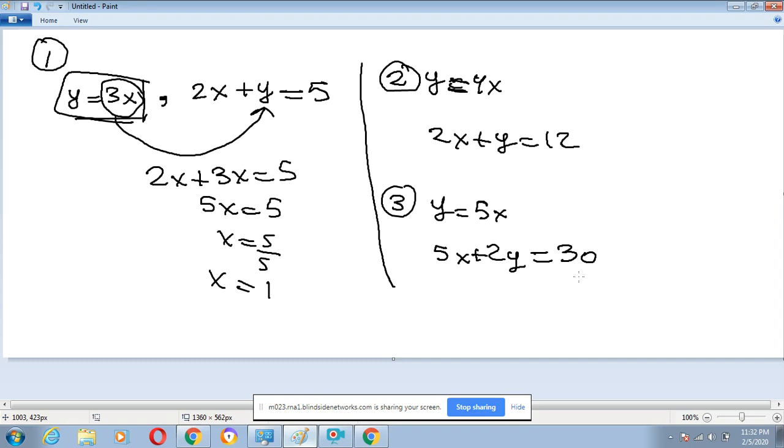So x equal to 2 in question 2. Question 3, x is also equal to 2. Yeah, correct. So now we can do the questions from this exercise.